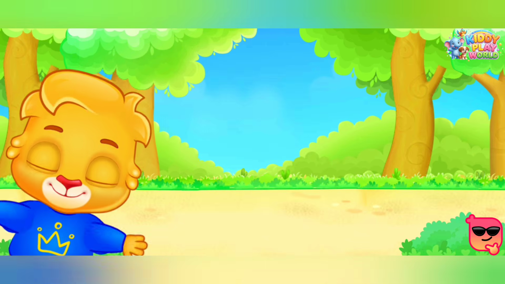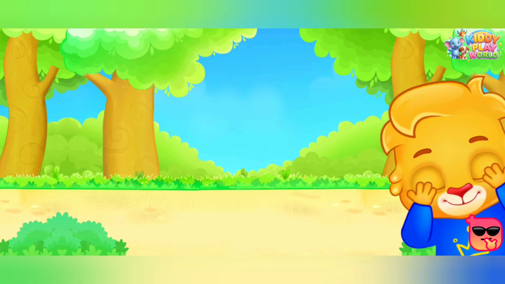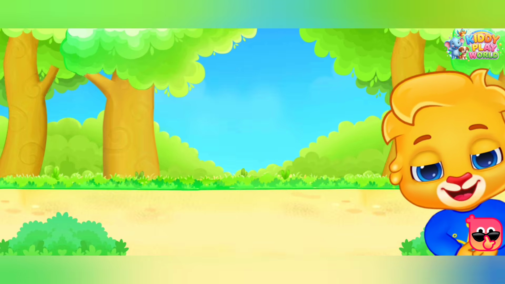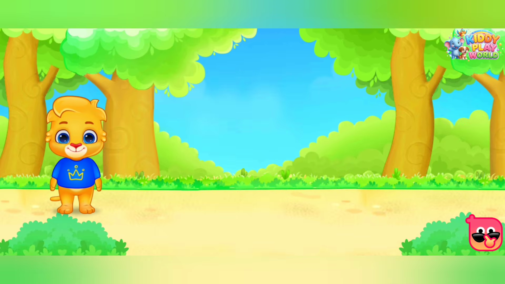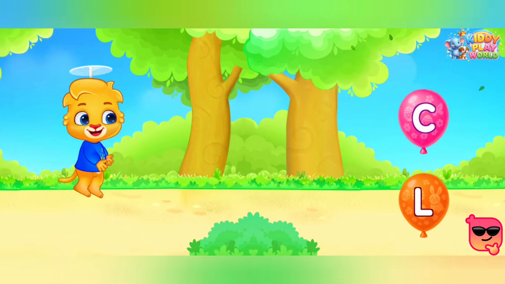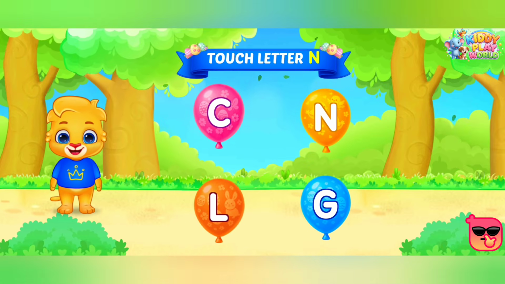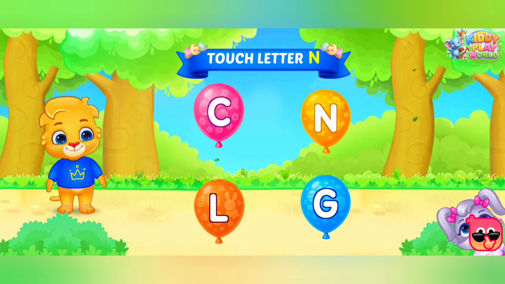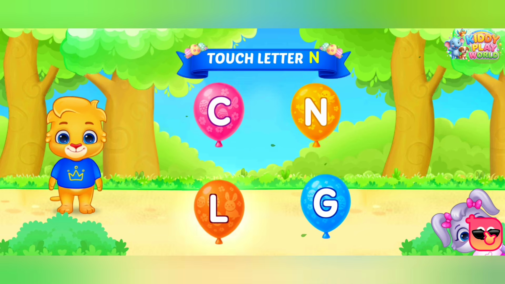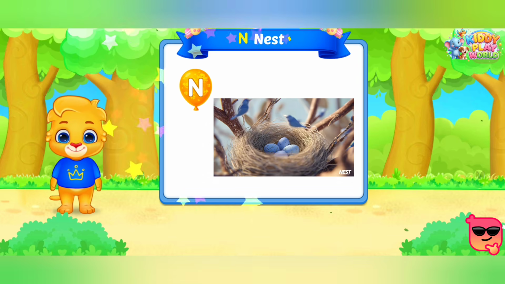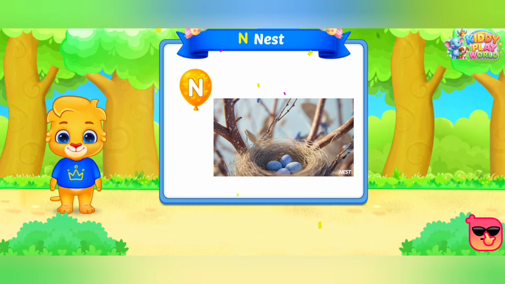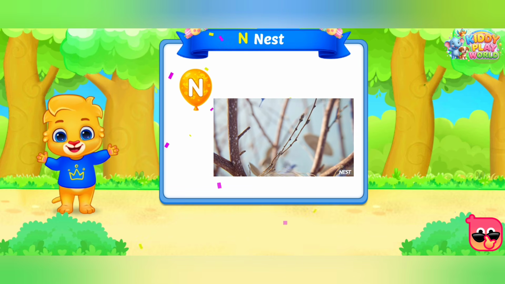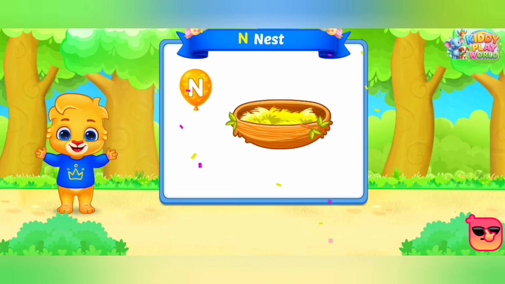Peekaboo. Touch letter. N. N is for nest.